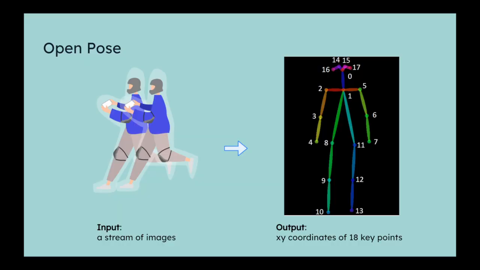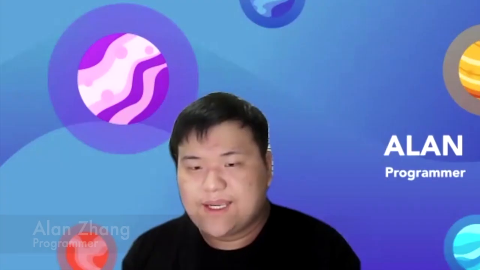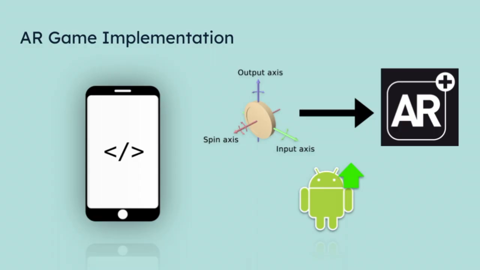It allows us to input a stream of images and output 2D coordinates of 18 key points of the body. We had to overcome a lot of related technical difficulties to implement our game. For example, we had to test and use the phone's gyroscope data to create an augmented reality experience. We also optimized the code and configuration to make sure our game runs smoothly on phones.